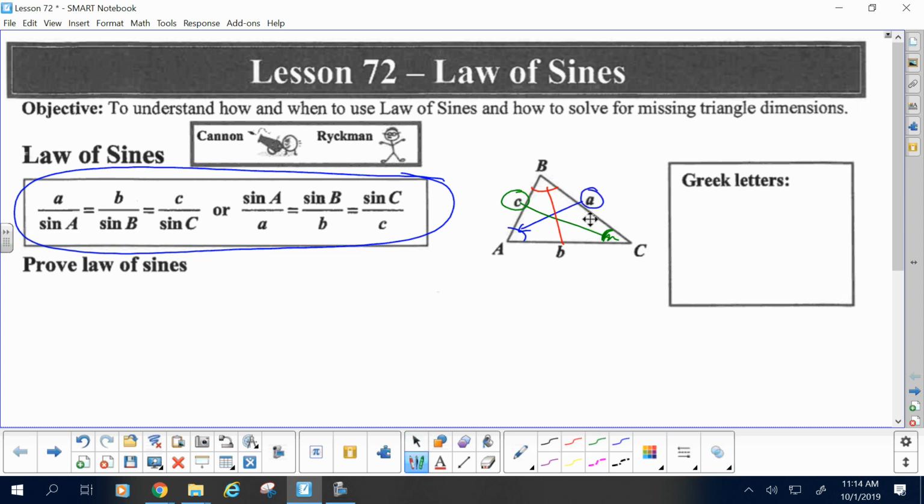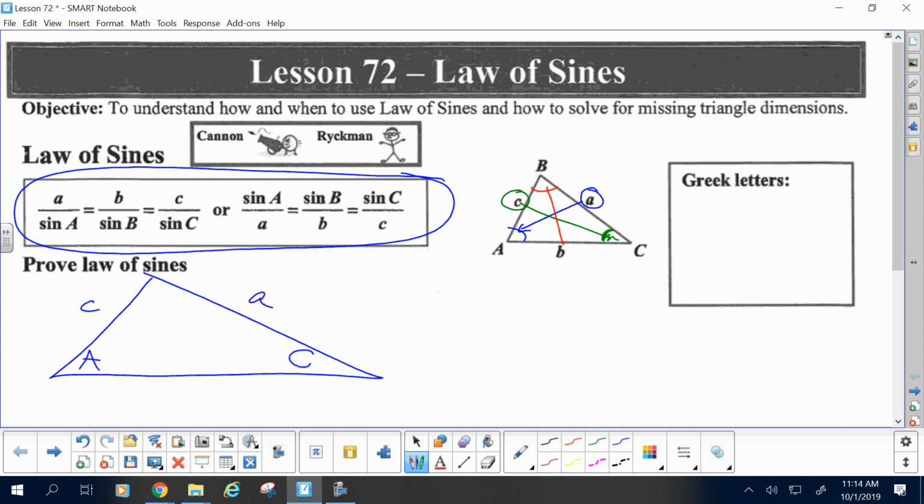I'll come back to the Greek letters in a second, but let's prove it. Where does this come from? So would you draw me a triangle? And we're just going to focus on little c, little a, big A, and big C, all right? We'll leave B out of it for the time being. Now, where this idea came from is, like you've been doing in the homework, somebody said, well, what happens if we draw that? So draw in your height, which should be a right angle.